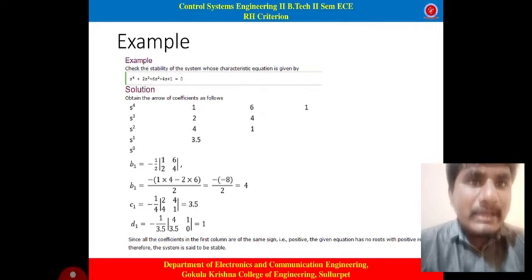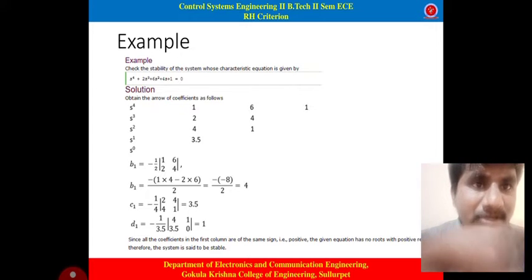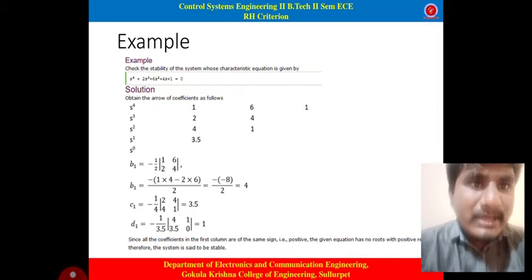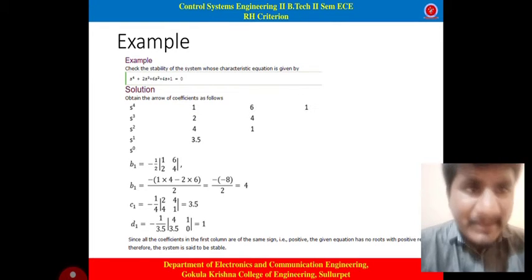Now we have to calculate the values for the s square row. For that, you observe the s square row. They have given that b1 is equal to minus 1 by 2, where the 2 is from the s power 3 row, the beginning 2 that we have written, and then the determinant 1, 6, 2, 4. That particular determinant value we will calculate, so we will get b1. So b1 is calculated to be 4 here.